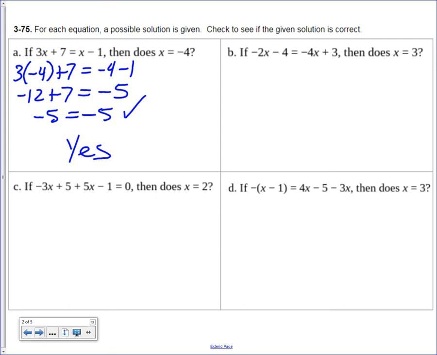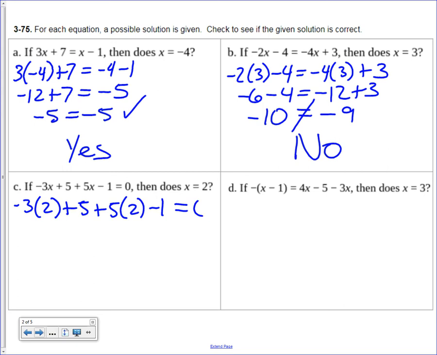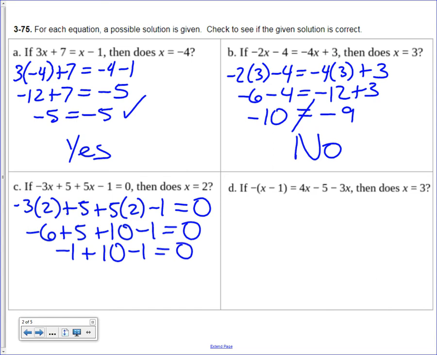For B, I'm plugging in 3. So I get -2 times 3 minus 4 equals -4 times 3 plus 3. So this is -6 minus 4, -12 plus 3. This is -10. This is -9. Those don't equal each other, so the answer is no. For C, I'm plugging in 2. So I do -3 times 2 plus 5 plus 5 times 2 minus 1 equals 0. So I get -6 plus 5 plus 10 minus 1. This is -1 plus 10 minus 1. So I get 9 minus 1, which is 8. 8 is not equal to 0, so the answer is no.